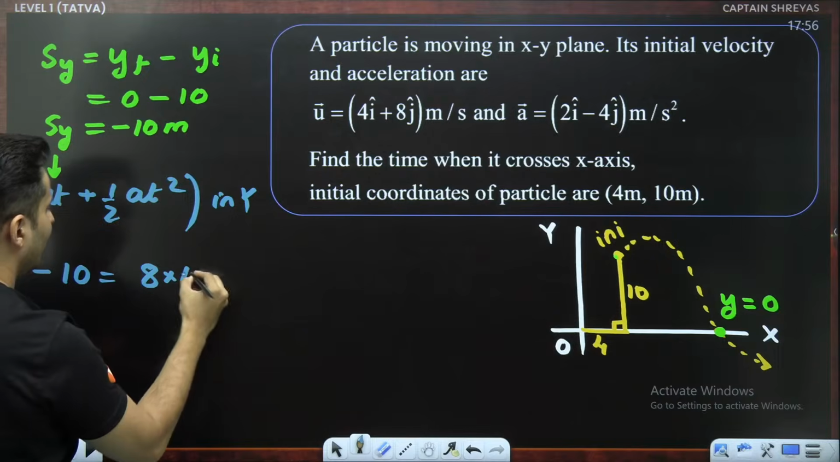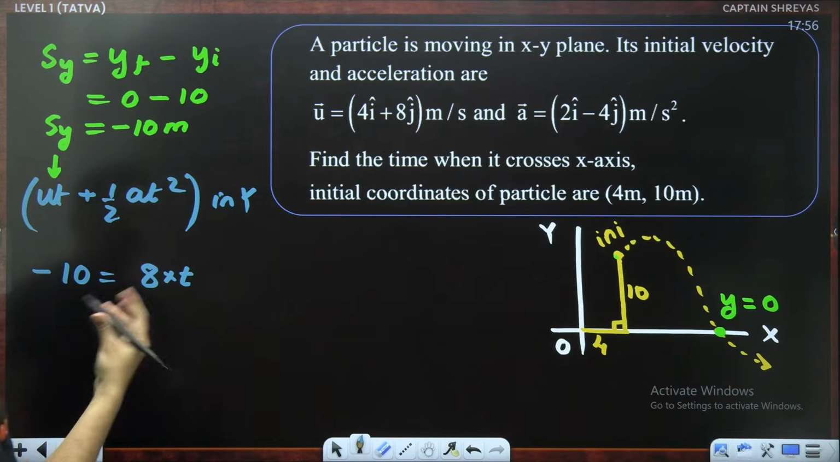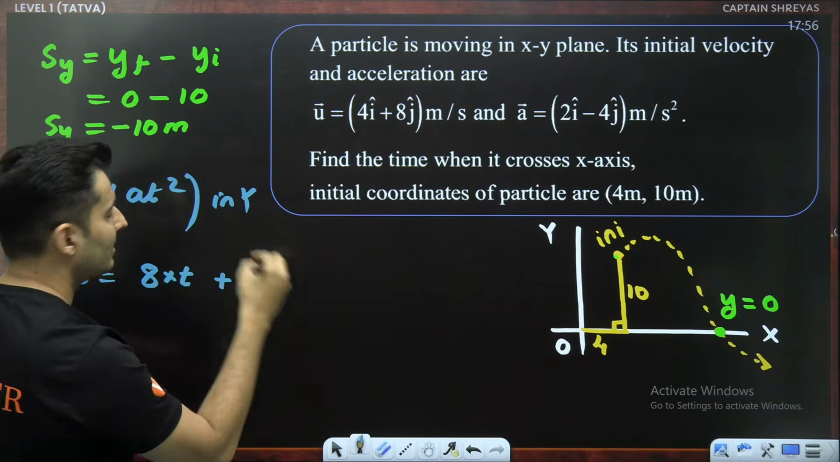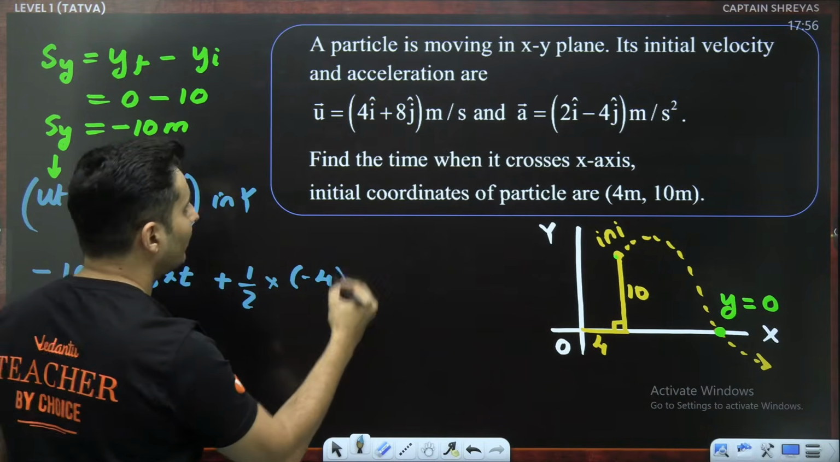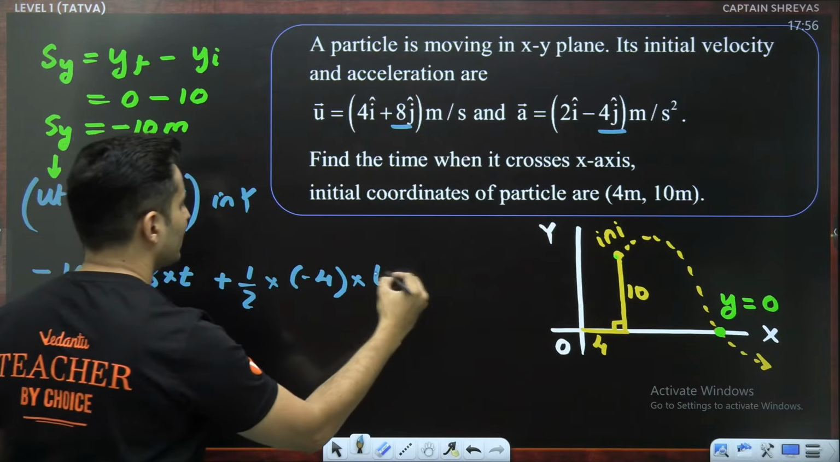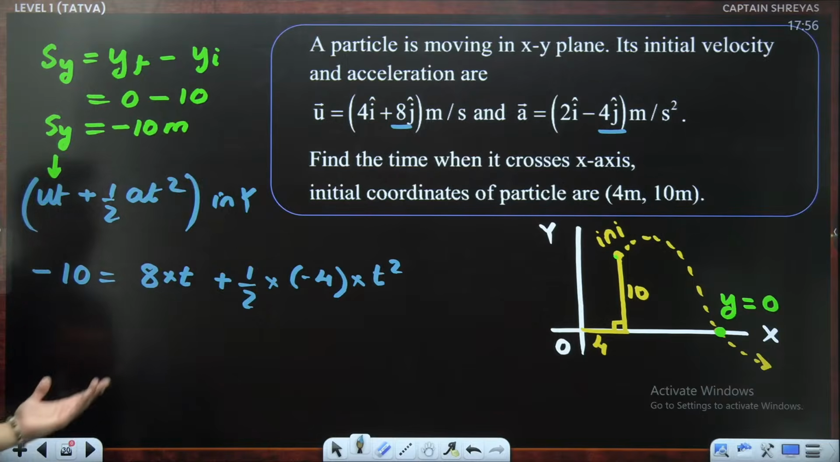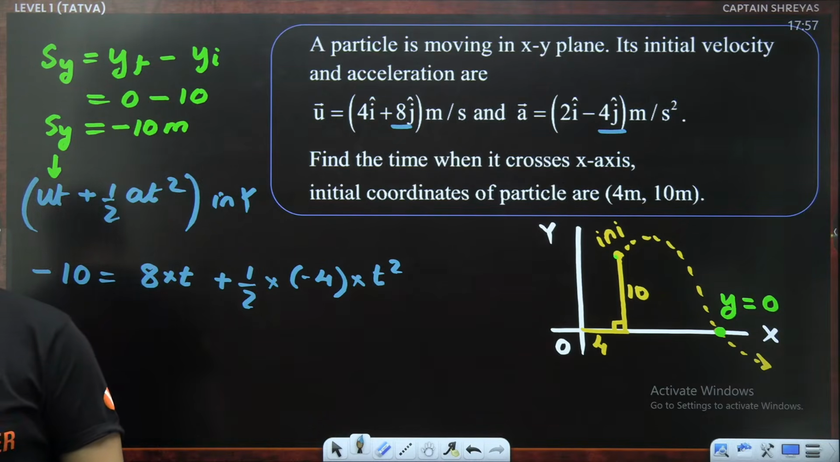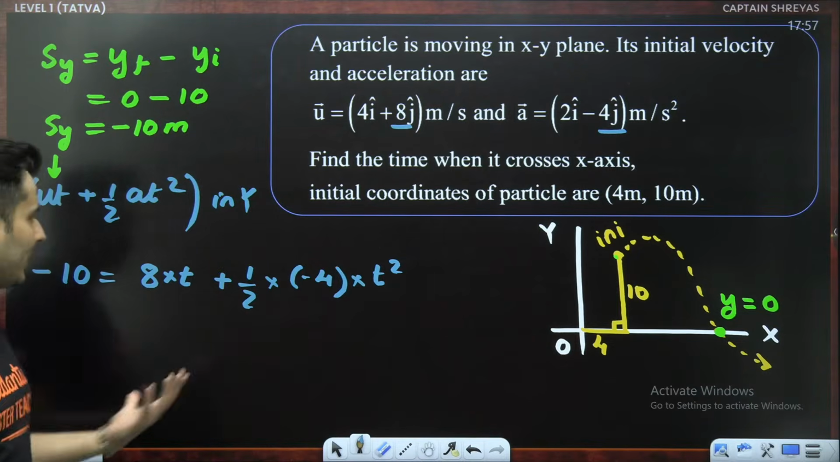Time, I do not know. Plus half into acceleration. Acceleration is negative 4. Everything in the y direction only. Into time squared. Time is something I do not know. Everybody with me on this? Understanding it till this point, my dear warriors? Very good. So what is going to happen?